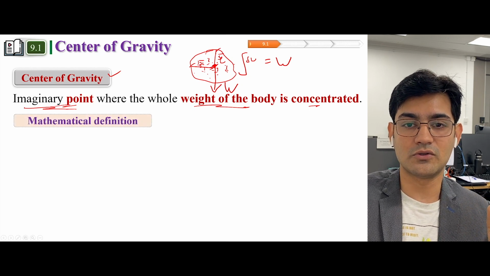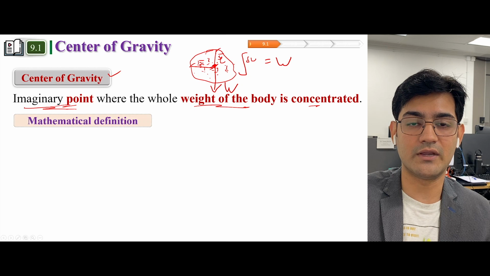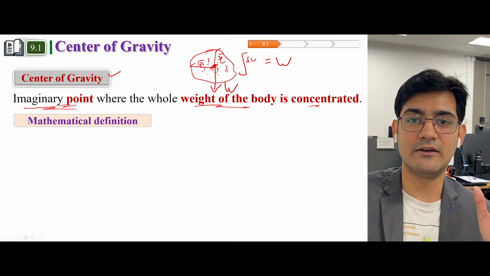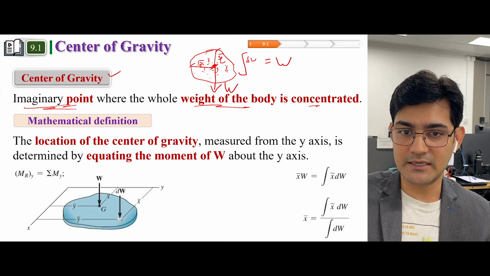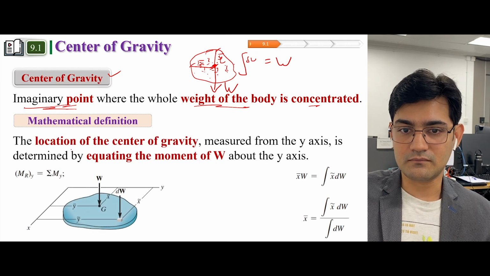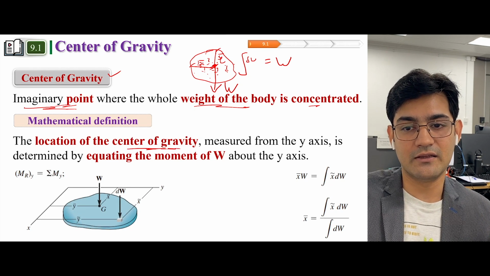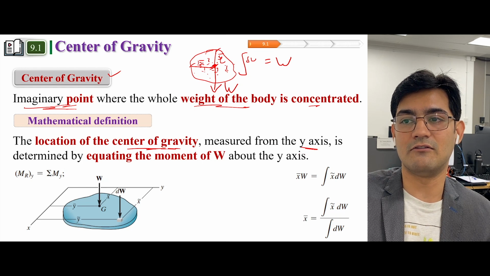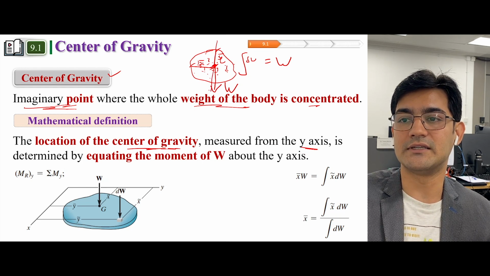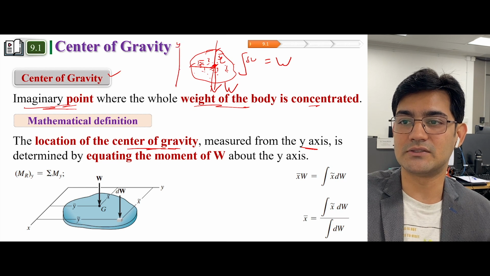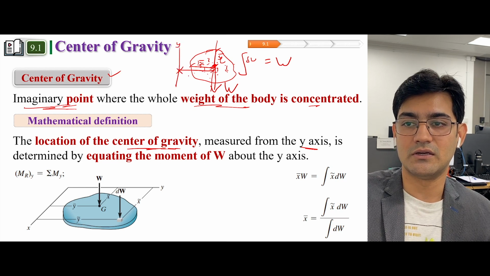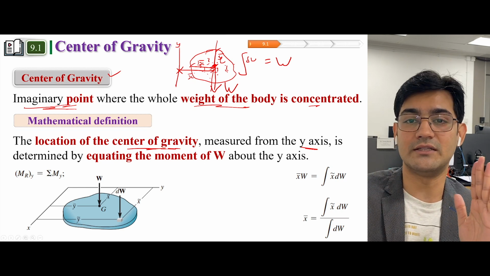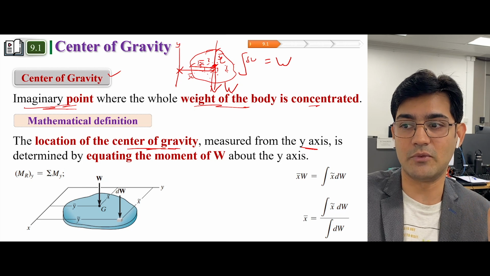So let's go through and try to quantify how we can calculate this center of gravity. We have to go through the mathematical definition of center of gravity. Now, the mathematical definition is that the location of center of gravity can be measured along any axis. So let's just say we want to calculate this along the y-axis. So this would be the y-axis. So that distance we are interested in, and if we know this distance, then we can get an idea of where the center of gravity of this rigid body lies.